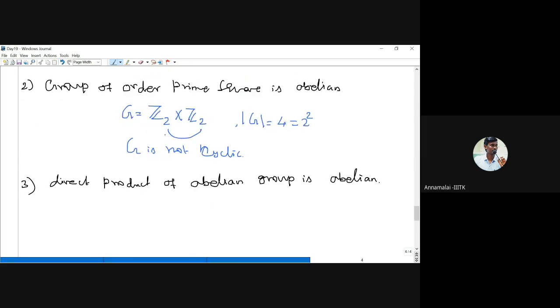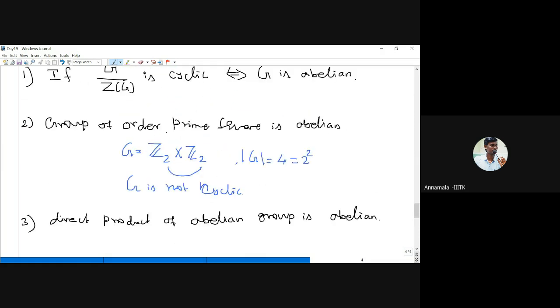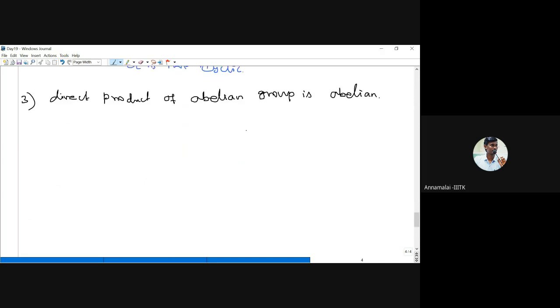Now, we already know that a group of order prime is cyclic, and every cyclic group is abelian. And here we discussed prime square. Now, what about prime cube? A group of order prime cube need not be abelian.